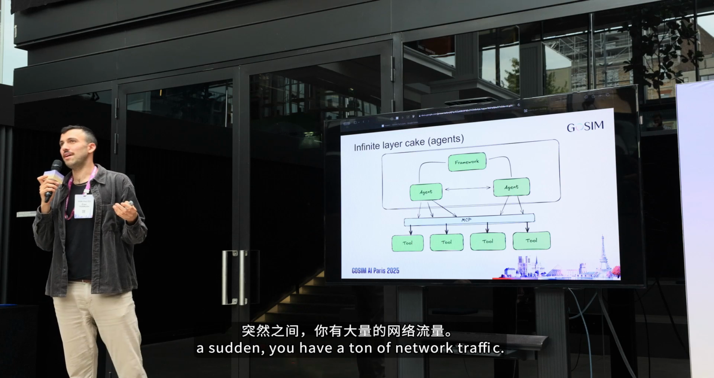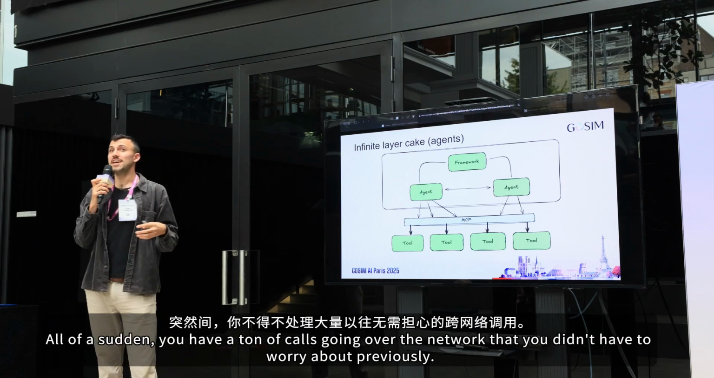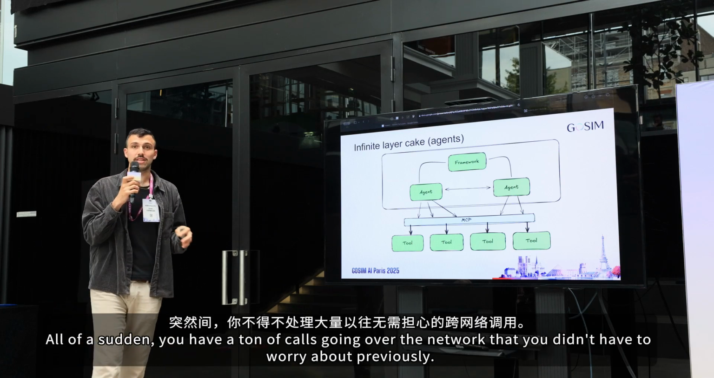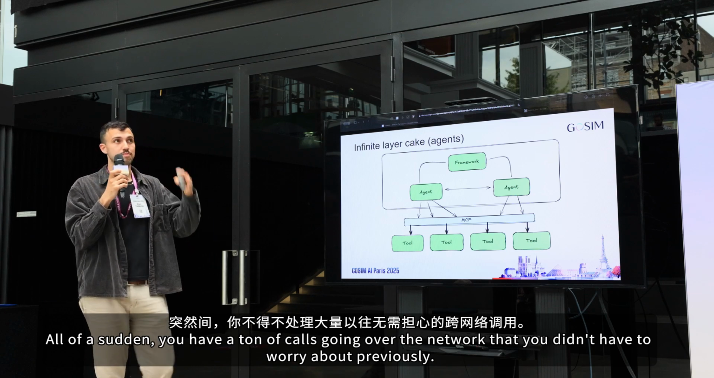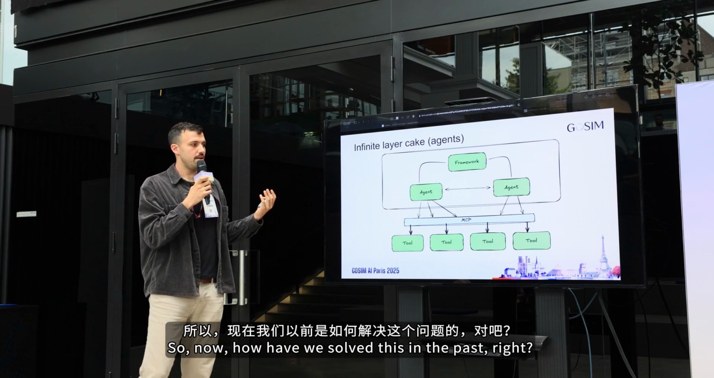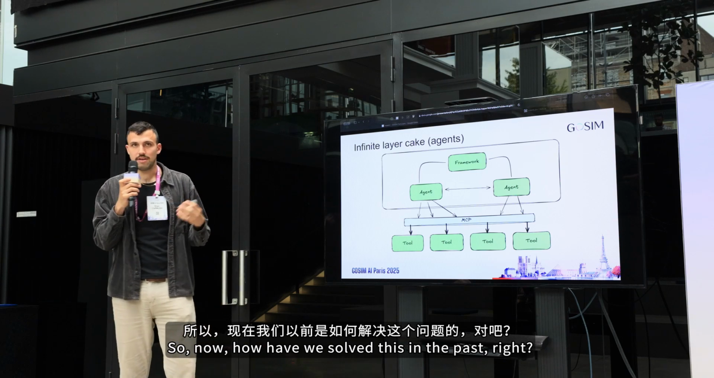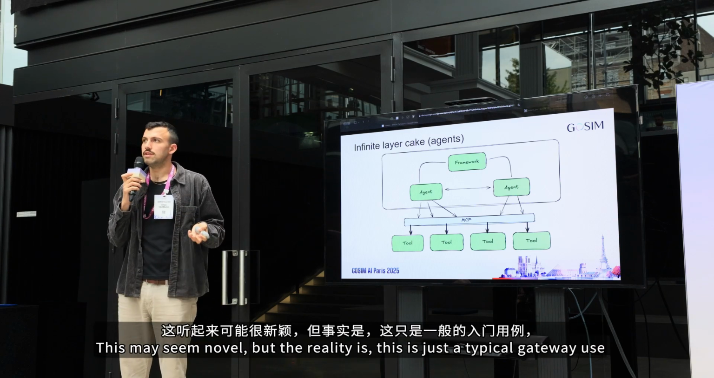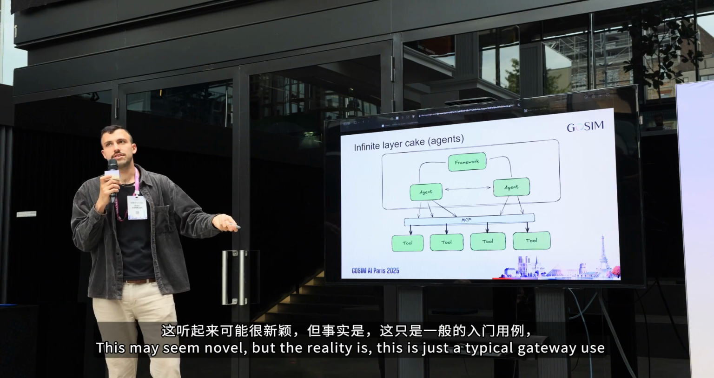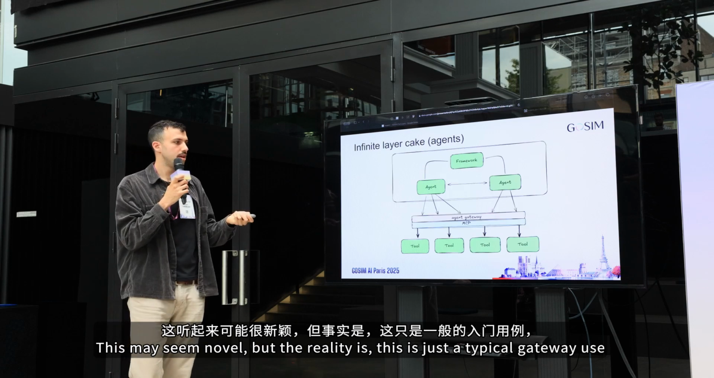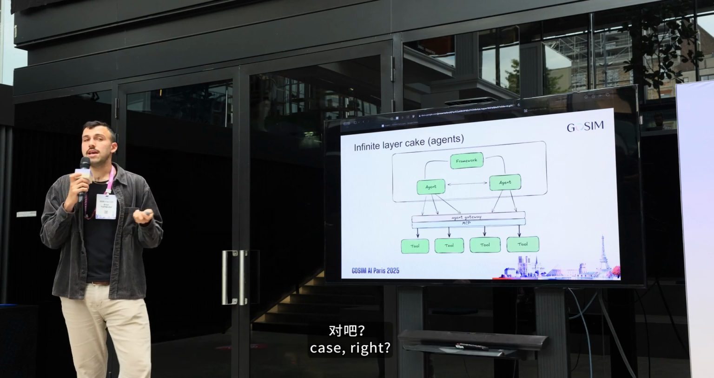All of a sudden, you have a ton of network traffic. All of a sudden, you have a ton of calls going over the network that you didn't have to worry about previously. So now, how have we solved this in the past, right? This may seem novel, but the reality is this is just a typical gateway use case, right?